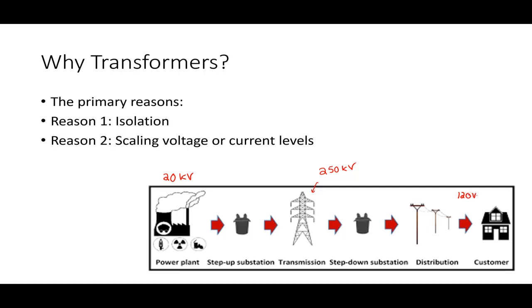All right, now 120 volts might be what I want, but it's a really bad idea to transmit voltages that are that low, for reasons that we're going to see in a little bit. So we typically want to scale voltage levels up and down and correspondingly scale current levels up and down.